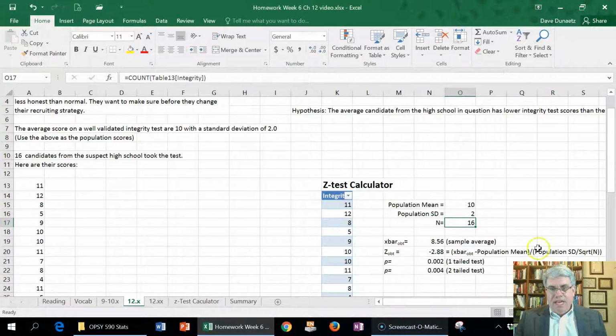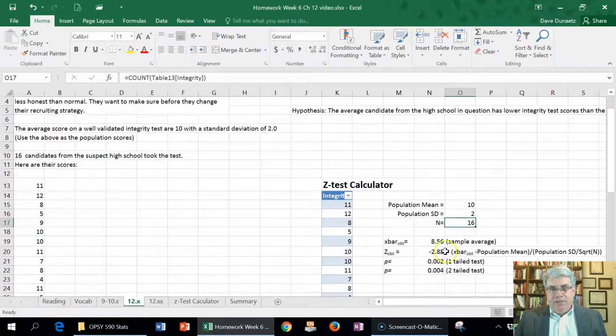So we can look at the results here. The sample average is 8.56. So that's lower than the 10, which is what the company suspected. But the question is, is that statistically significant? Could we just get that by chance, or does it really show that people in general at that school score less? Well, we look at the Z, which is minus 2.88. So that's pretty low.